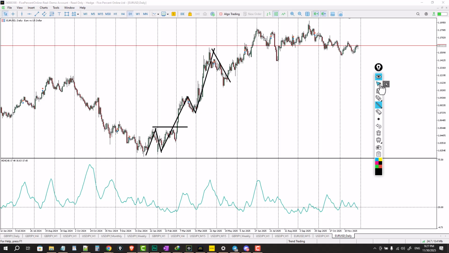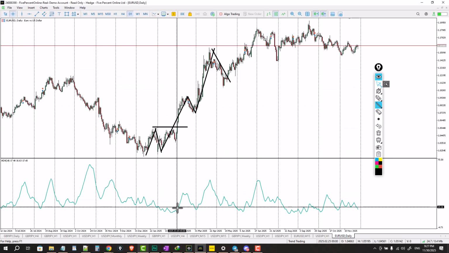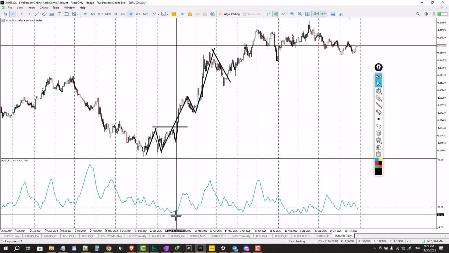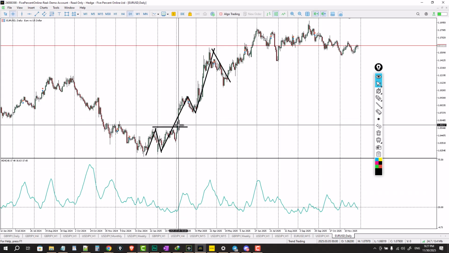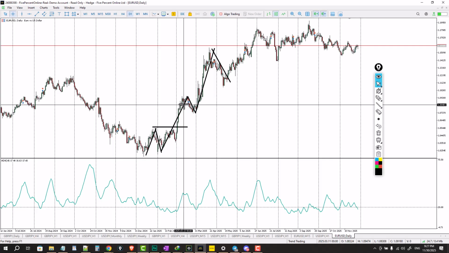And the reason why I say this is because you can notice that when I pick this crosshair tool, this is where we had that cross of the ADX indicator going from below 20 to above 20 and sloping to the upside. So this would have corresponded with when this breakout occurred. So if you are using market structure in conjunction with the ADX indicator, this would have clearly shown you that we are in an uptrend.